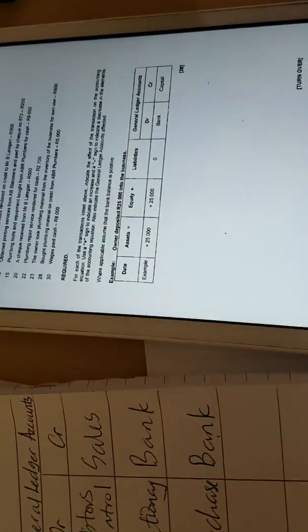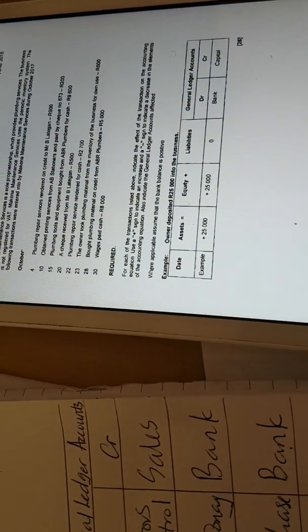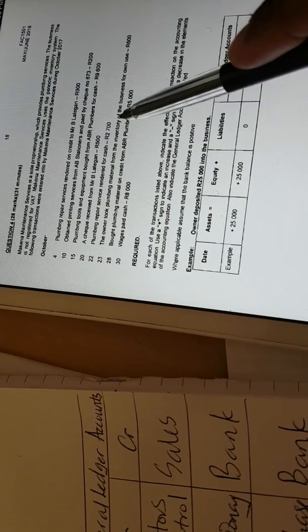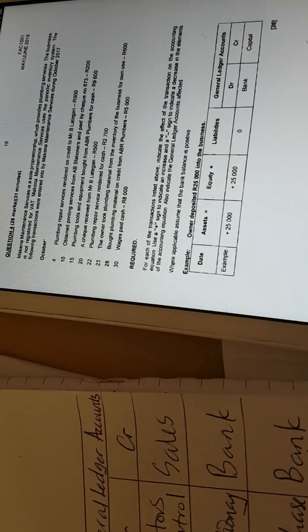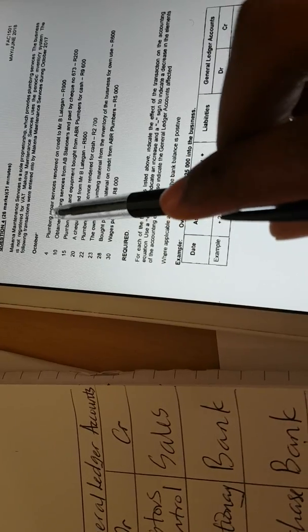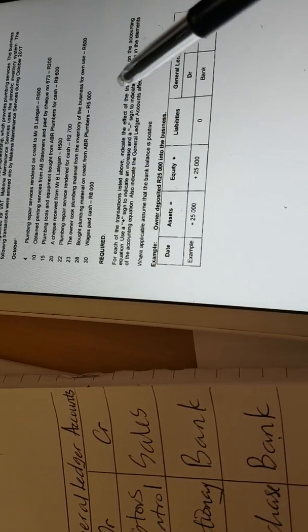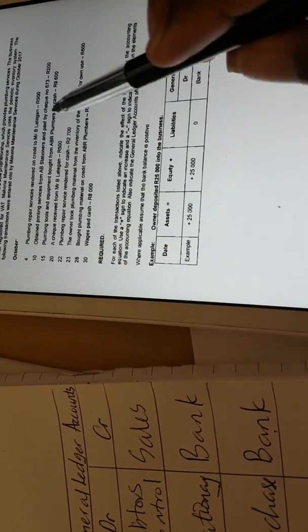Okay, let's see what happened on the 20th. A check received from Mr. B Latahang, 500. Okay, Mr. Latahang is the first person to whom the plumbing service rendered a service on credit. So this person was owing 900. Now this person pays 500. So it means this person is reducing his liability.